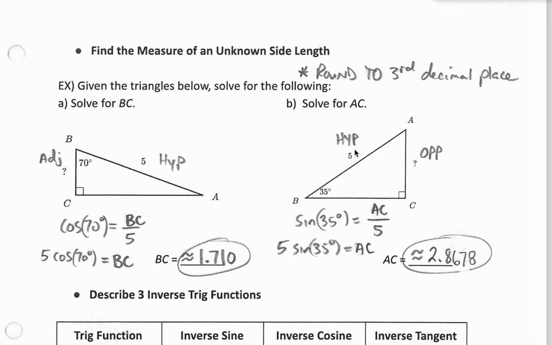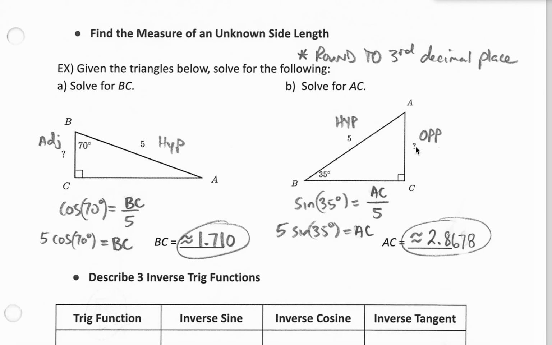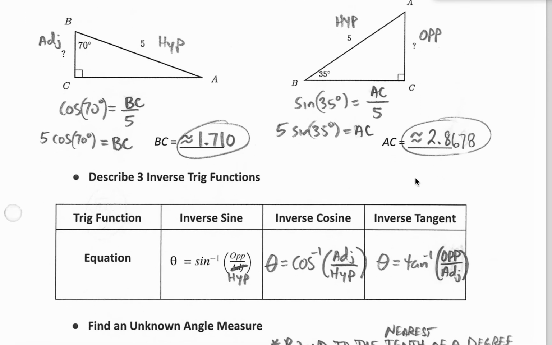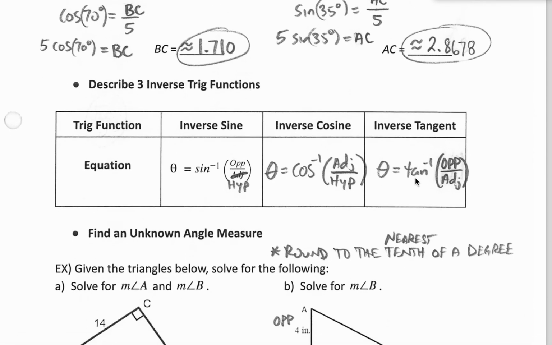5. One more time, just undoing that division of 5, multiplying both sides by 5. 5 times the sine of 35 degrees should give you about 2.8 or 2.9. So there's our side length for AC. So that's how we find side lengths. Use those equations, plug in the angle and one of the side lengths that you know.